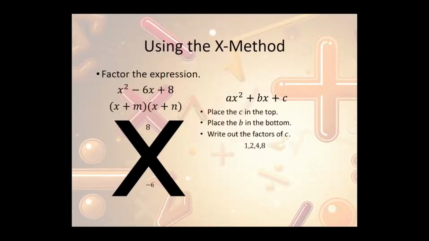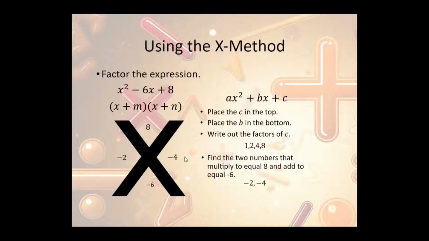Now, which of those are going to multiply to equal 8 and add to get negative 6? Well, remember, these can be both positive or negative. So I'm looking at negative 1 times negative 8 is positive 8, but it's also equal to negative 9. So that's not the answer. What about this one? So negative 2 and negative 4. If I multiply those two together, I get positive 8. And when I add them together, I get negative 6. So that would be my solution. So it's negative 2 and negative 4.